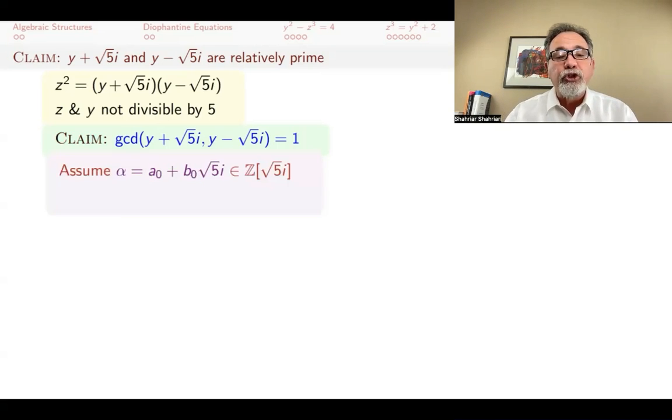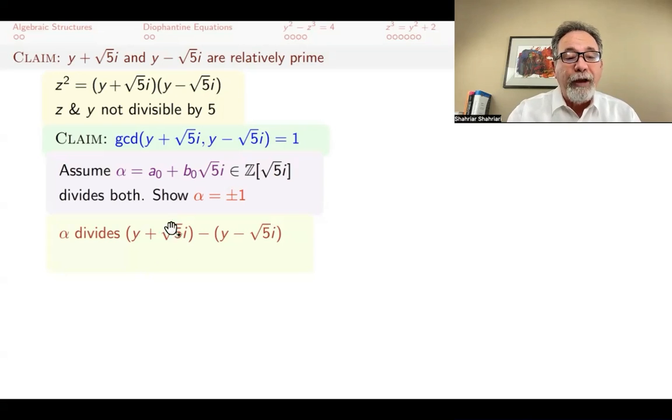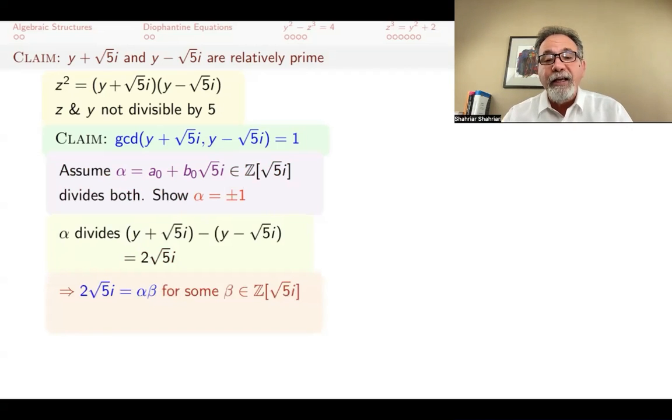And how do we prove that? We assume that alpha, a0 plus b0 square root of 5i, an element of Z joined square root of 5i, divides both y plus square root of 5i and y minus square root of 5i, and we want to show that alpha is plus or minus 1. If alpha is a factor of y plus square root of 5i and also a factor of y minus square root of 5i, when you subtract them, alpha will also be a factor of that. But when you subtract those, all you get is 2 times square root of 5i. And so alpha will have to be a factor of that, which means that 2 times square root of 5i will be alpha times something else. And that something else will also be an element of Z joined square root of 5i.